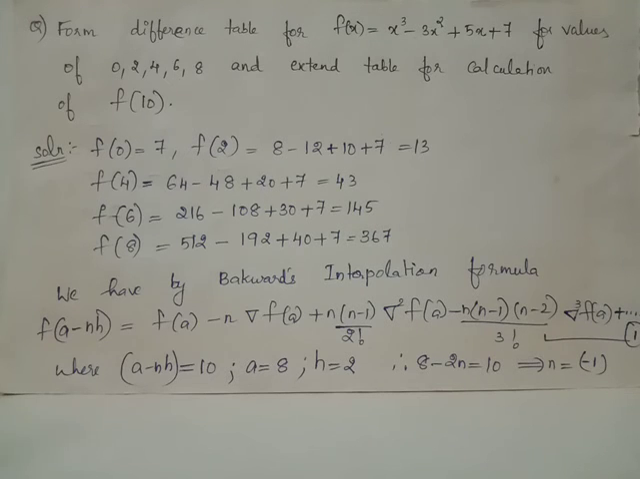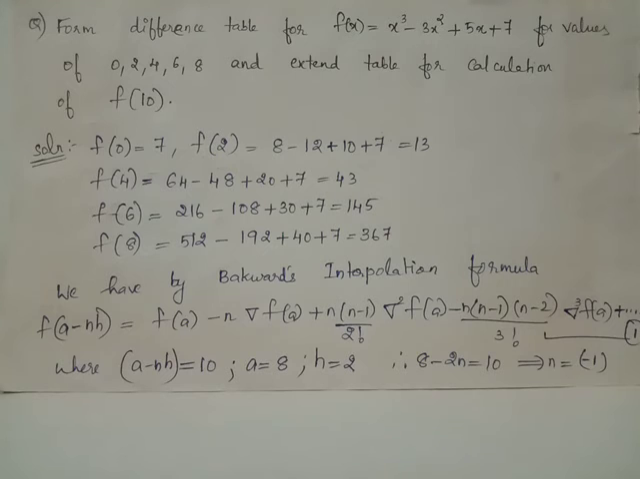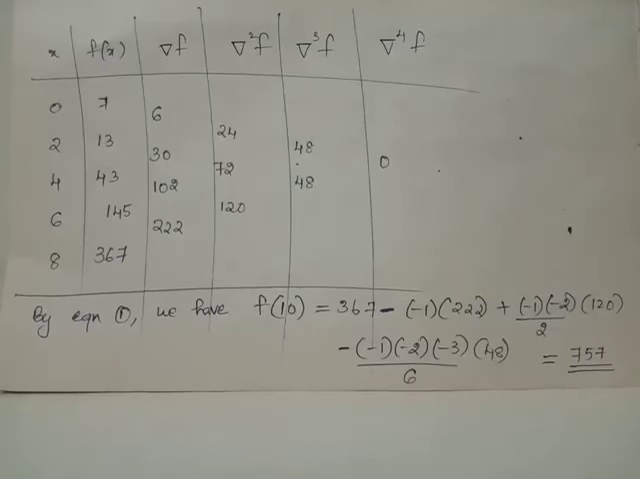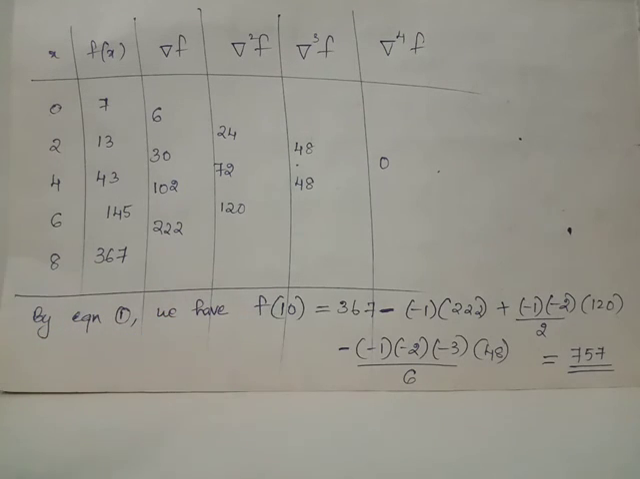We have identified the values of del f of a, del square f of a, del cube f of a and del raised to 4 f of a from the difference table. Thus we have by backward interpolation formula f of 10 equals 367 minus negative 1 into 222 plus negative 1 into negative 2 upon 2 into 120 minus 1 into minus 2 into minus 3 upon 6 multiplied to 48 which gives us 757. Thus we have f of 10 equals 757.